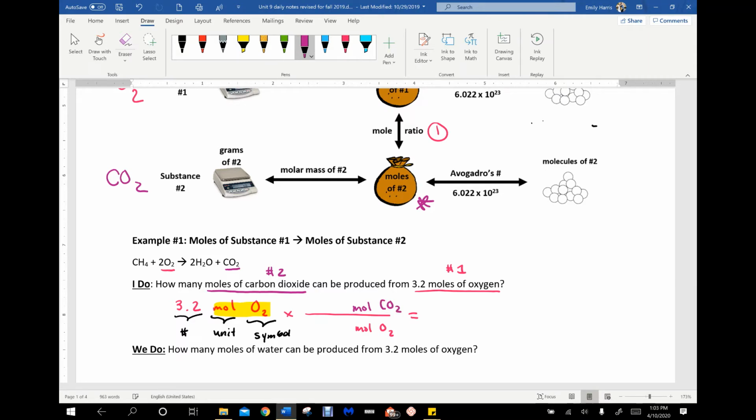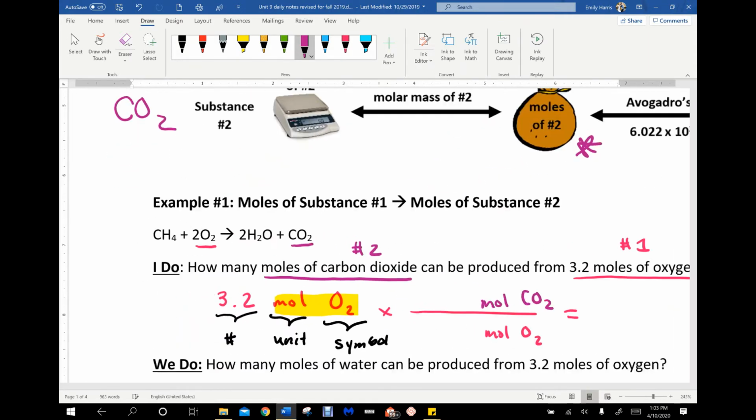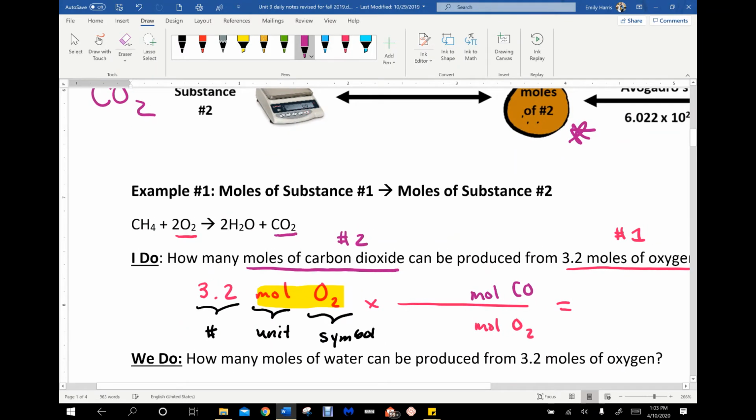Now we look at our chemical reaction and see how many moles of oxygen have to be put in. Oxygen has a coefficient of 2, so that means the reaction requires 2 moles of oxygen.